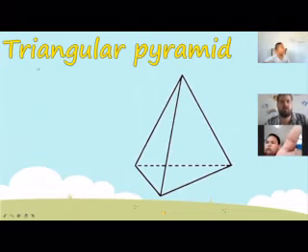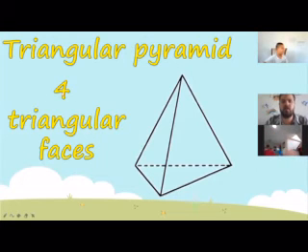Okay, so our triangular pyramid has 4 triangular faces. Can you see the triangle? So it has 1, 2, 3, and then 1 at the back, 4. So our triangular pyramid has 4 triangular faces, and this is called a triangular pyramid.